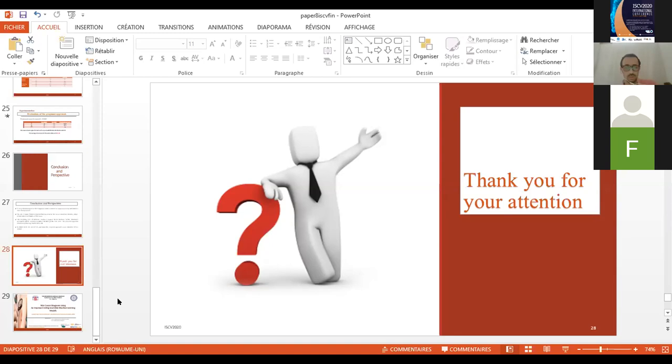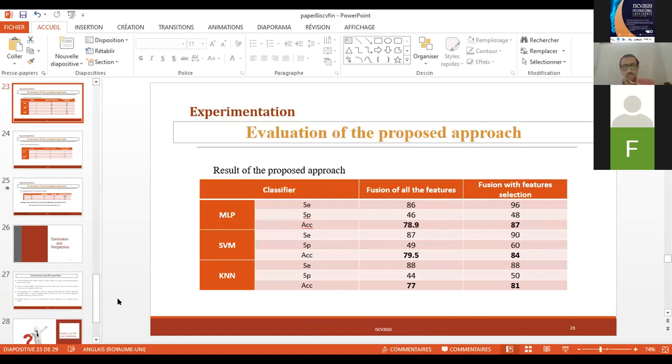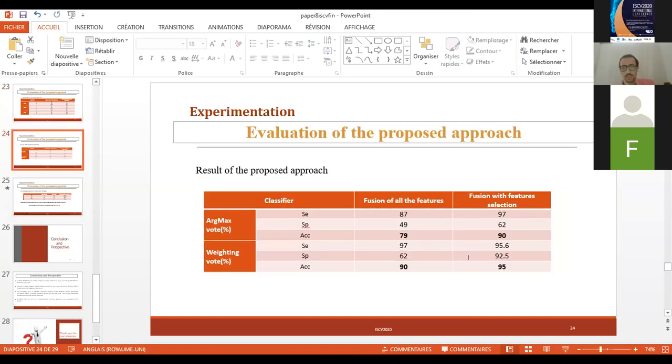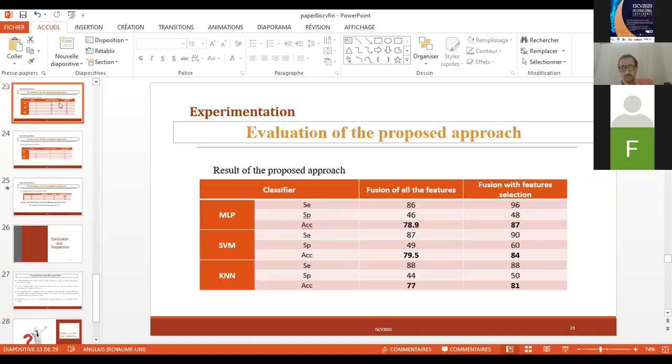On both. We can see in the first table, when we compare only one classifier, MLP, SVM, KNN, and we use all the features, we have like 80%, but when we use the selection, we have a higher score. But when we use the voting technique, we got a higher score, like 95%. So this is due to all the features that we extract, the selection, and the voting technique. And that's clear. Okay, I wish you good luck, and I pass the floor to Cedric.